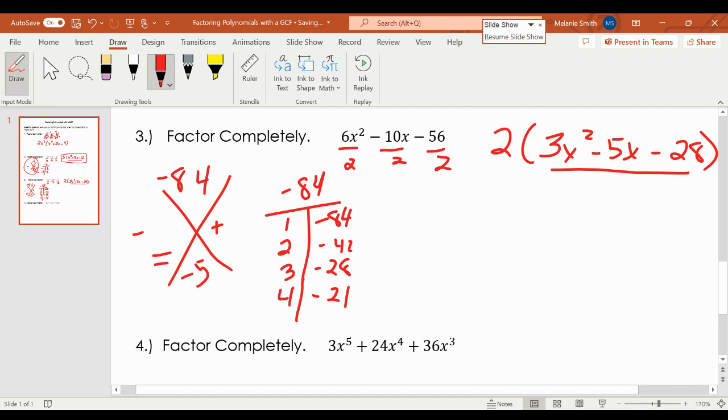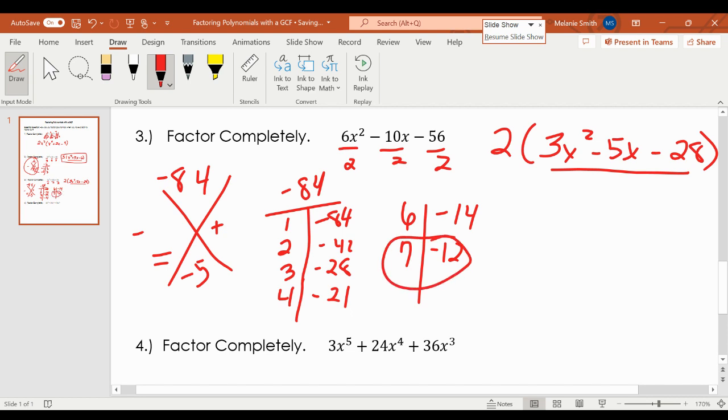I'm going to start another column over here. 6 and negative 14. We're getting closer though. What about 7? 7 will go in there. 7 will go in 12 times. So 7 and negative 12, there's my negative 5.